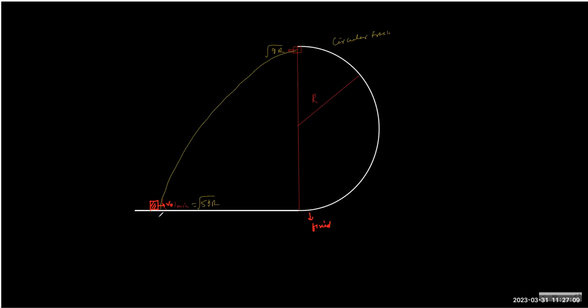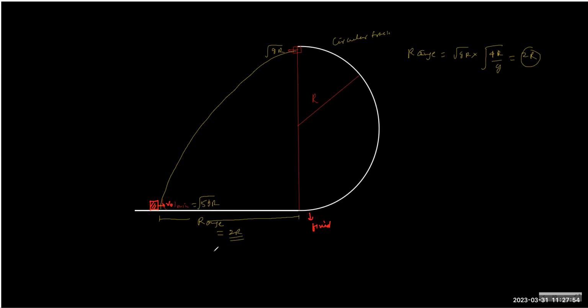So what is the range? It is a simple parabola. So range equals root GR into the square root of 4R by G, which is 2R. So the range is exactly equal to the diameter, right? Again, a very famous answer: if you give the minimum, it will come back to the same point.